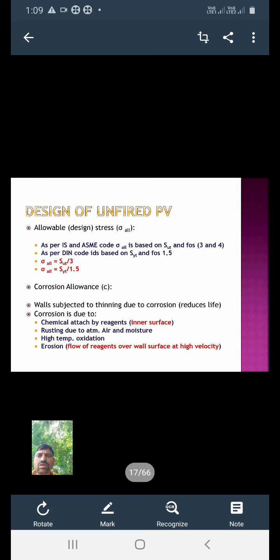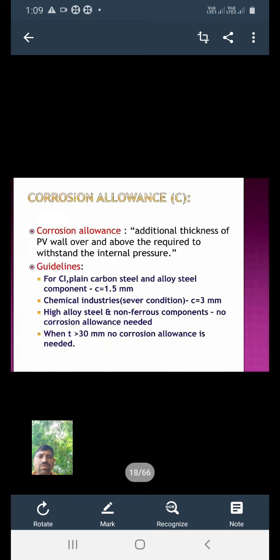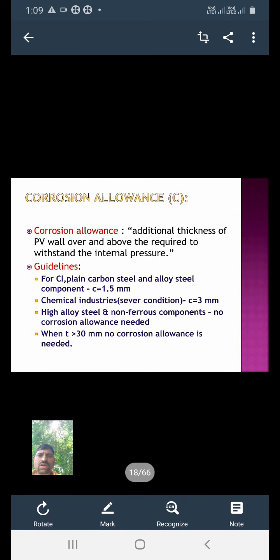These guidelines are provided for selecting the corrosion allowance. What is the corrosion allowance? It is the additional thickness of the pressure vessel wall. Remember that. If the pressure vessel thickness is 2 mm, then we consider again more than 2 mm, that corrosion allowance wall thickness, over and above what is required to withstand the internal pressure. Very simple. You should remember that.